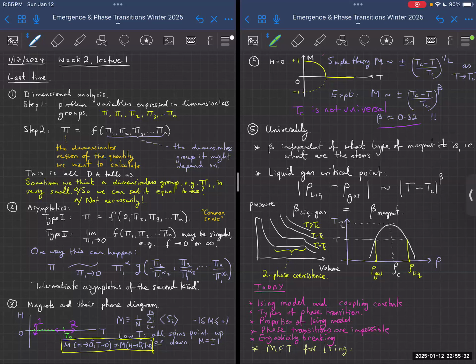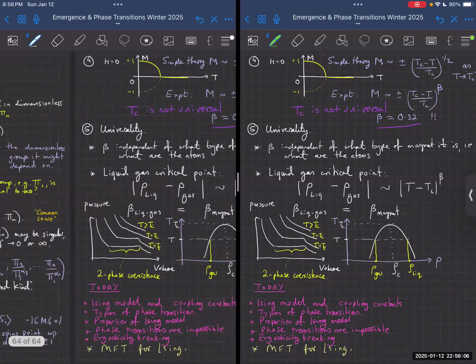So now I want to talk about what we're going to do in today's lecture. I'm going to introduce a specific mathematical model of a magnet, the Ising model. We'll talk about its properties, and I'm going to show you that phase transitions are impossible. We're going to talk about a concept called ergodicity breaking, and we'll talk a little bit about the idea of mean field theory. So let's get started.